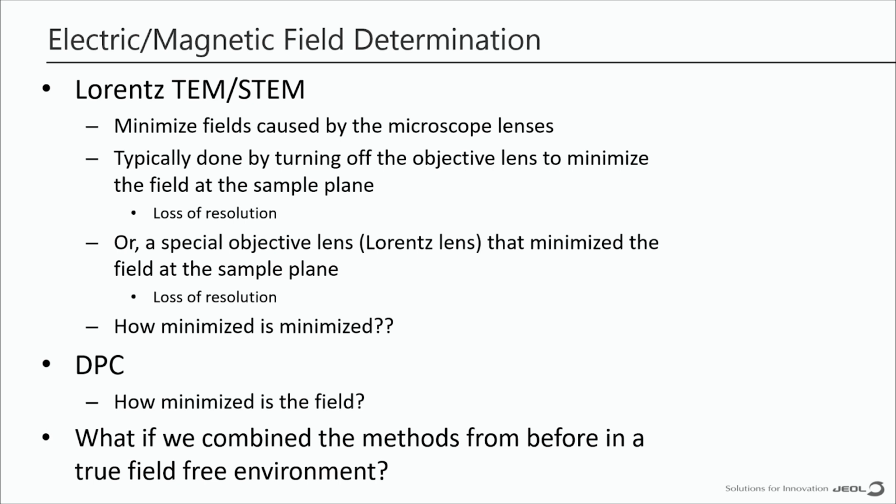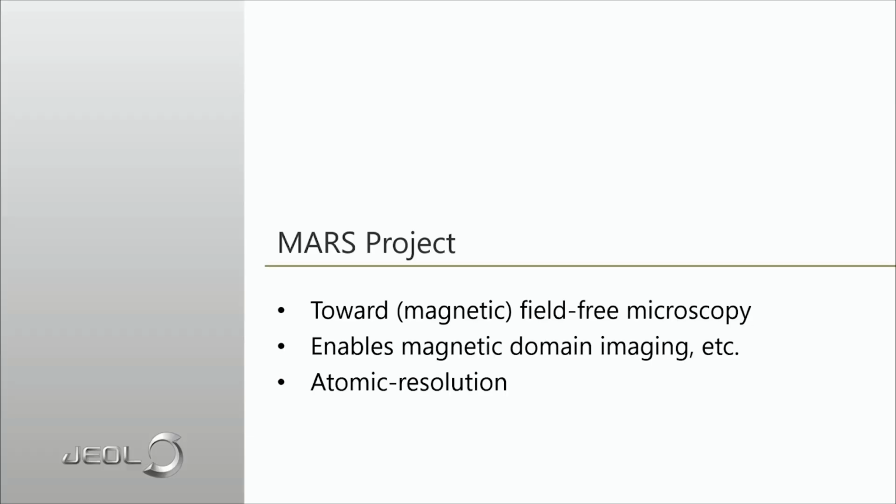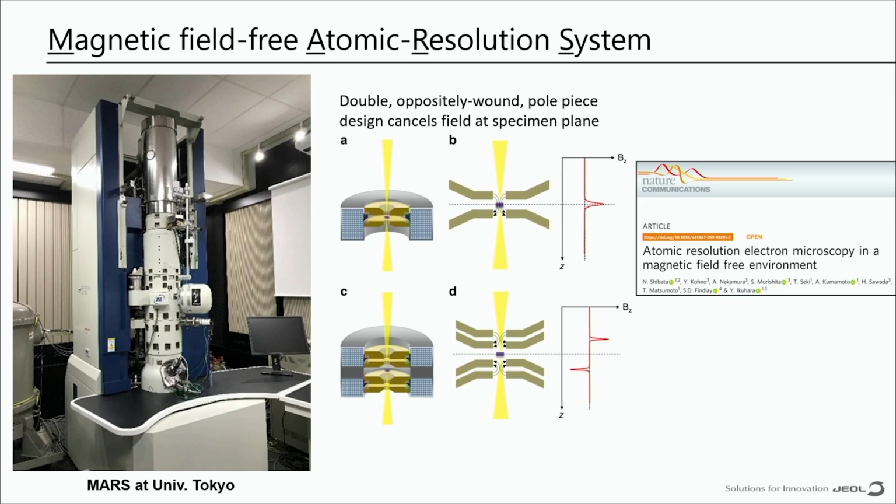And more so the problem with that is when you're doing that and you're shutting the lenses off, you're killing your resolution on your microscope. So we can do DPC like I just showed, but again, how minimized is your field? So what if we can do all of this in a true field-free environment? So to that end, there's a system that's been built at the University of Tokyo in conjunction with us called MARS, Magnetic Field-Free Atomic Resolution System.